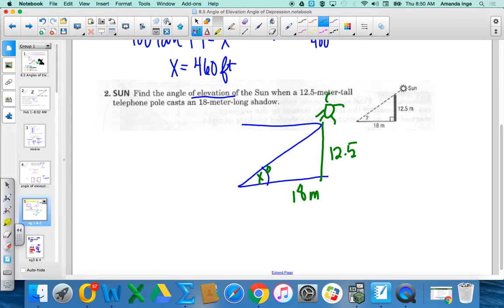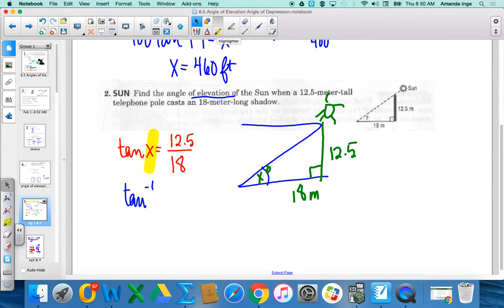So do we have the hypotenuse? No. So what are we going to use? Tangent. So we're going to say the tangent of x is equal to the opposite over the adjacent, which is 18. When the variable is closest to the word, and you're looking for a degree, you're going to hit second tangent, which is actually called arc tangent, and you're going to put that in your calculator.